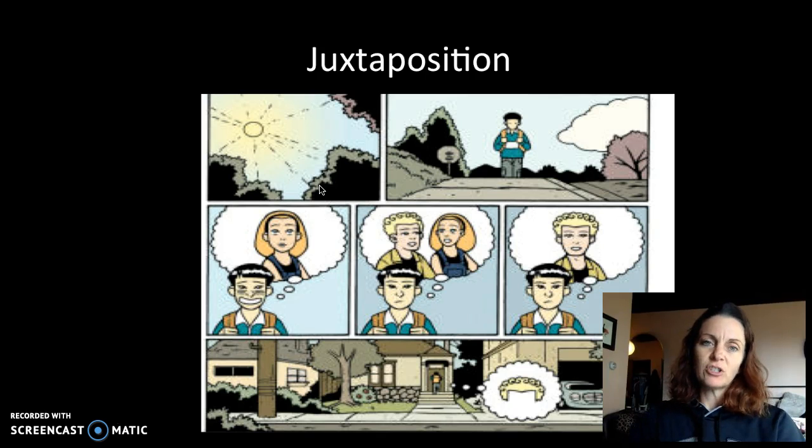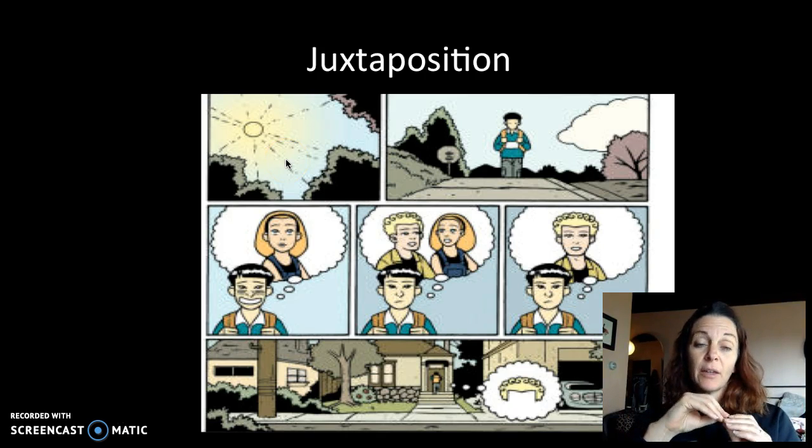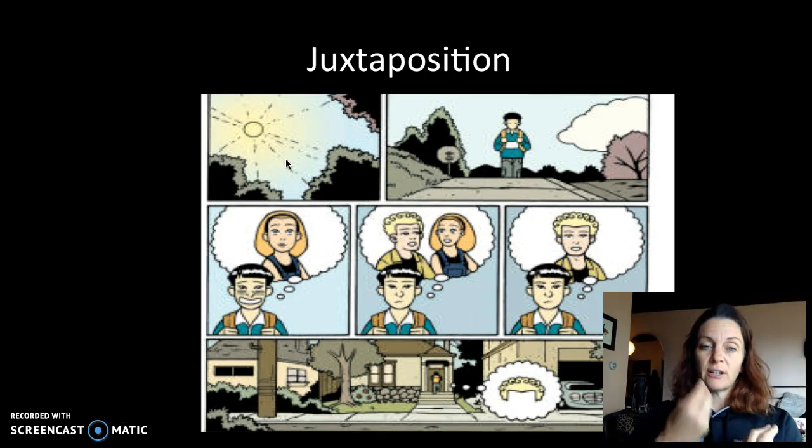All right, finally, juxtaposition is important, and what that means is what happens when you put two panels next to each other, and the effect it creates. When you juxtapose two, you sometimes put together two things that are very different to create a feeling.